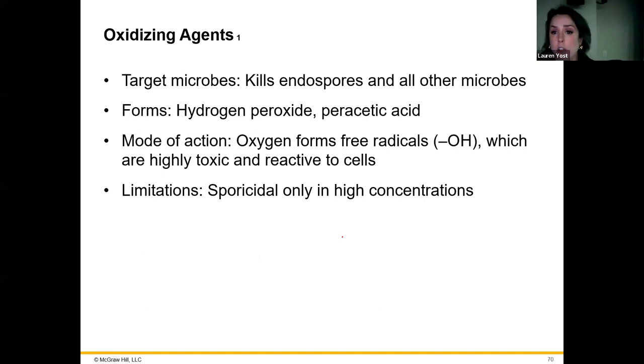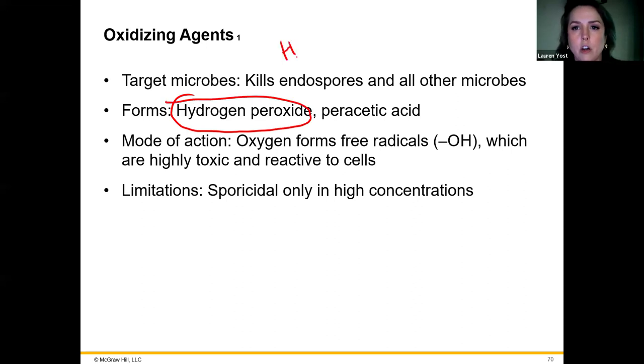Oxidizing agents. This is literally what we had talked about in the past with things being susceptible to oxygen-based compounds. We're really concentrating on anaerobes, but if you give it a high enough concentration, you can kill anything. Our oxygen-based products are mostly going to be hydrogen peroxide, H2O2. In case you didn't know, H2O2 is hydrogen peroxide. We can potentially sterilize if we use this appropriately.